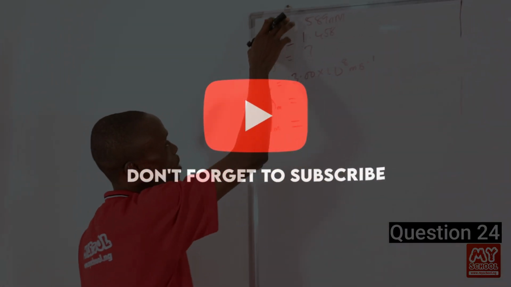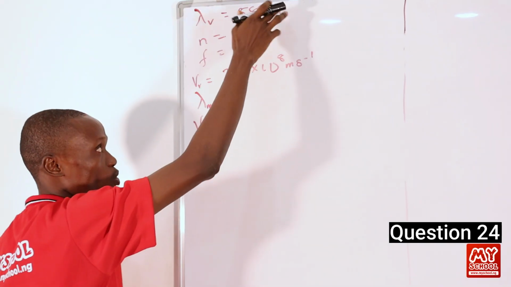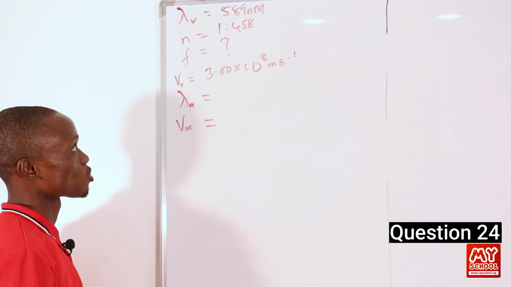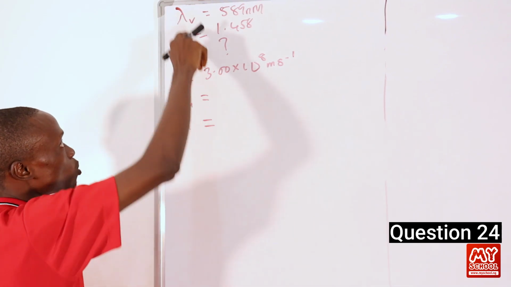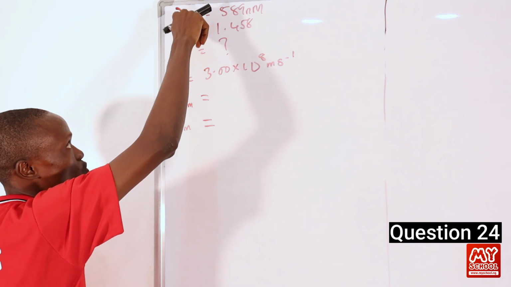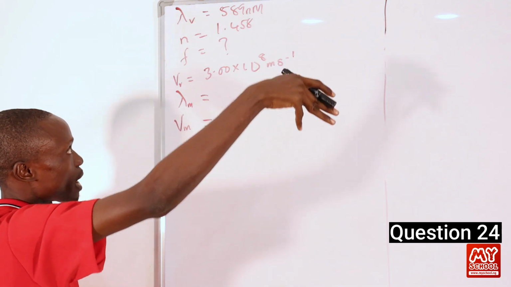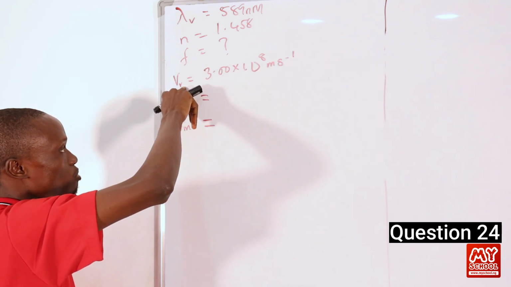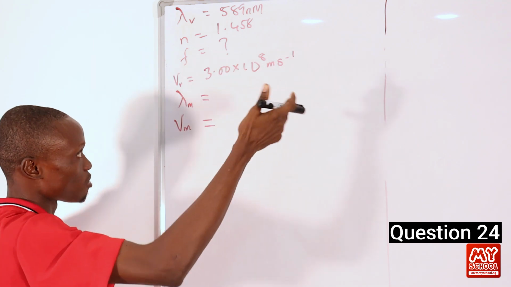Everything we have here is the information that is given to us in the question, and this is the information that we need to be able to solve this question. Our lambda V here, subscript V, stands for the wavelength of light in vacuum, while our V subscript V here stands for the speed of light in vacuum.